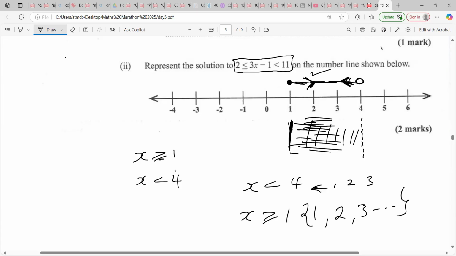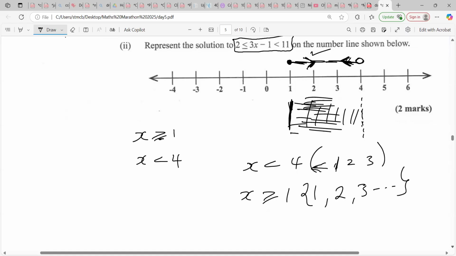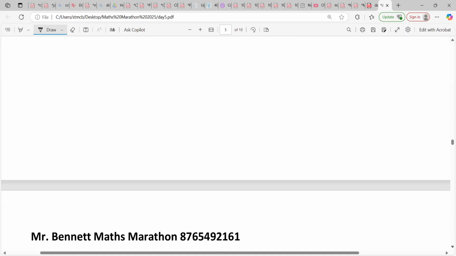So include the number. You can change it with a question and ask things like that. Or they can give you the number line and ask you to write the inequality. So you should be able to do both, whichever they do.